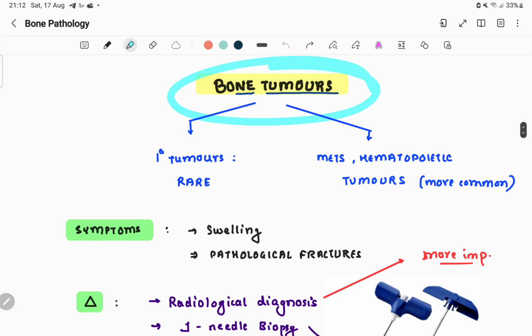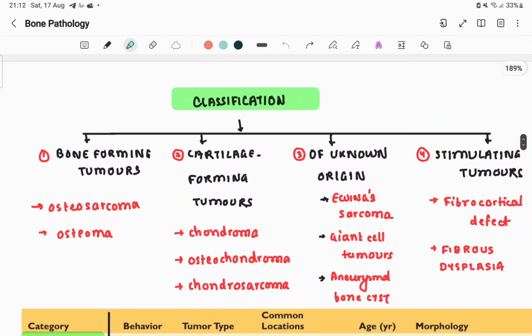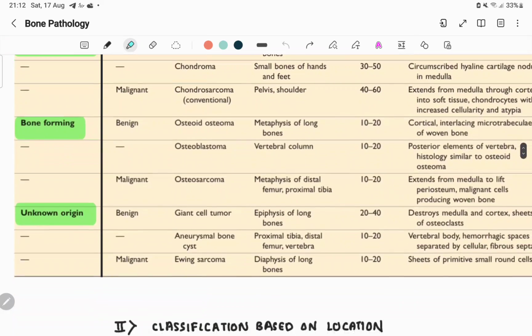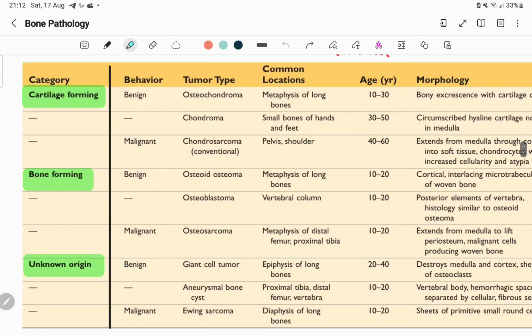Let's come to another important part, that is the bone tumor. It is a bit confusing part, but I guess we can do this. Let's come to classification first. Bone forming tumors, cartilage forming tumors, tumors of unknown origin, and stimulating tumors, or tumors of others. You can classify this as others. This is the Robbins classification.